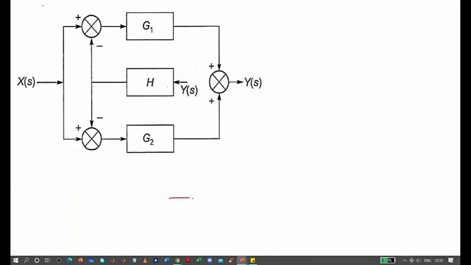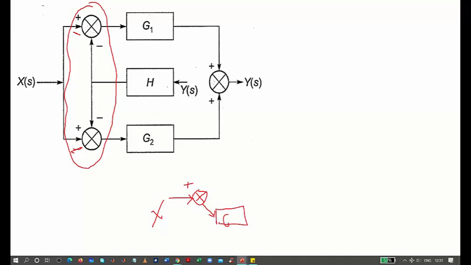So you can reduce this; the input from X can be given to a summation point. Since the input is common to both the summation points, I can take these two summation points and represent them by a single summation point with input from X. Then you have an output to the block G2 at the bottom side, then another output to the block G1, then this goes to the summation point from where the output is taken.